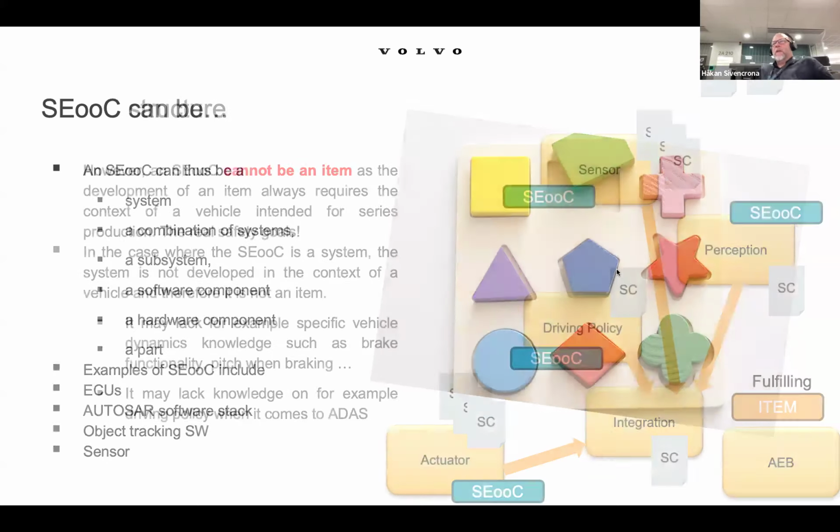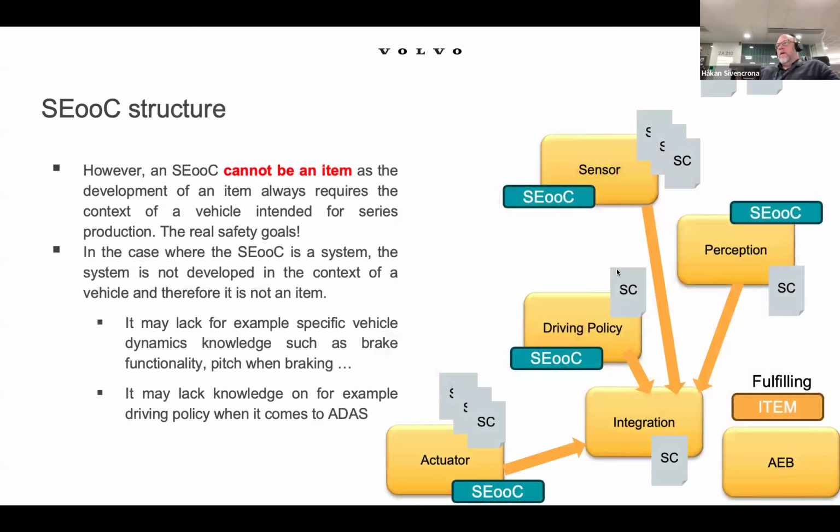So let's continue. Let's say that we have a system, a subsystem, ADAS, let's call it an ADAS system. We remember the safety element out of context can never be an item, and it will always have to be integrated to some extent. So we can look here: sensor is a safety element out of context, perception, driving policy, or how we should path plan. And the actuators also can be a safety element there. But then the integration needs to be done in order to fulfill, for example, the AEB item on the vehicle level.